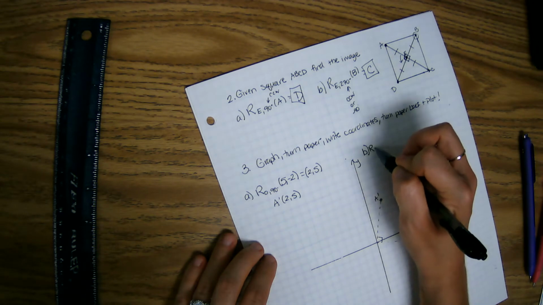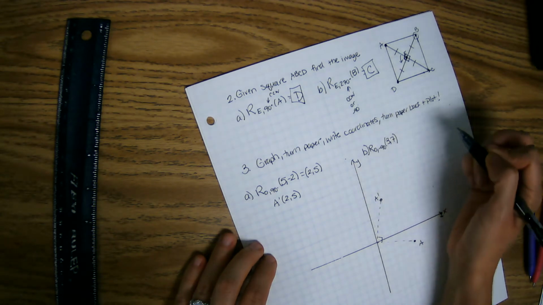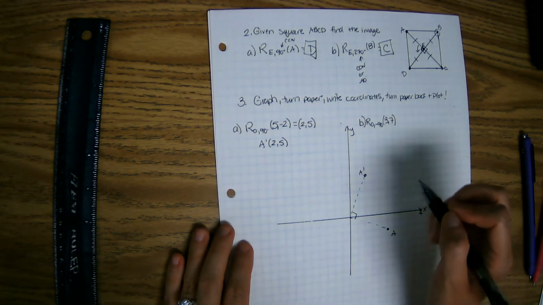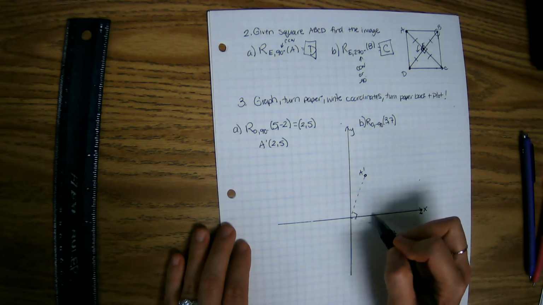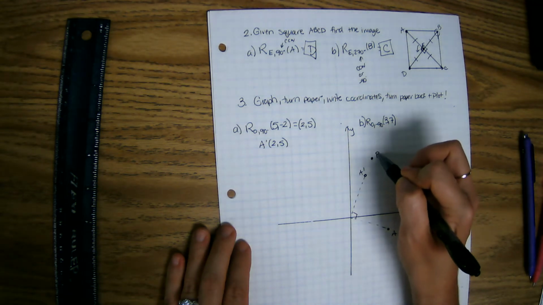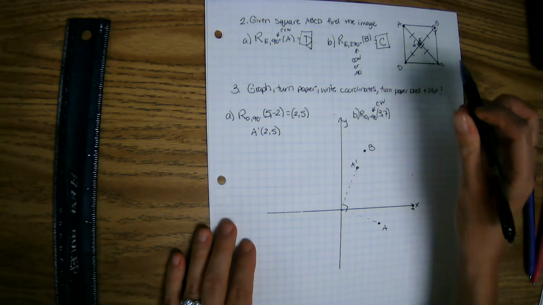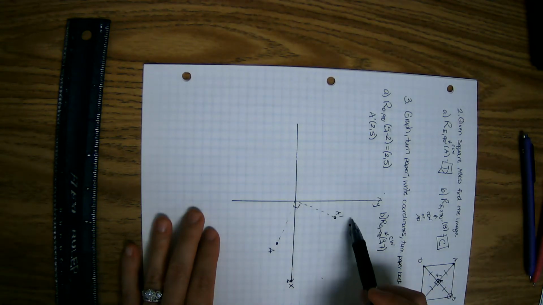B, I want you to rotate about the origin, negative 90, the point 3, 7. Pause the video, go ahead and try that. Label this one B. So B is 1, 2, 3, 1, 2, 3, 4, 5, 6, 7. Rotate it negative 90, so that tells me I want to go clockwise 90 degrees. And then I'm going to go over 7 and down 3.